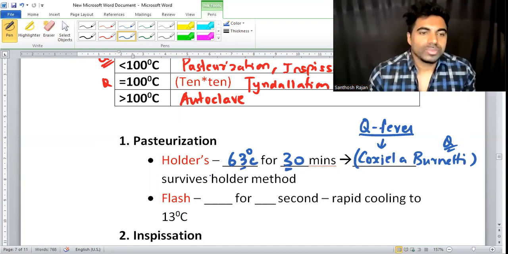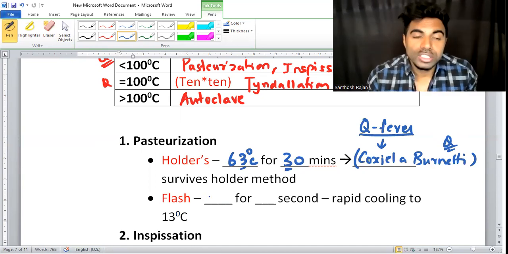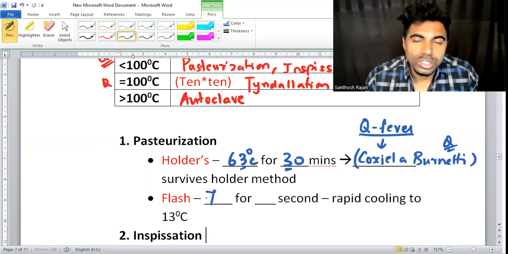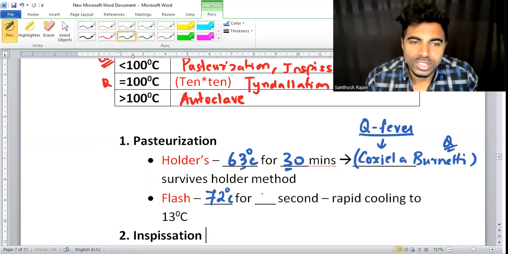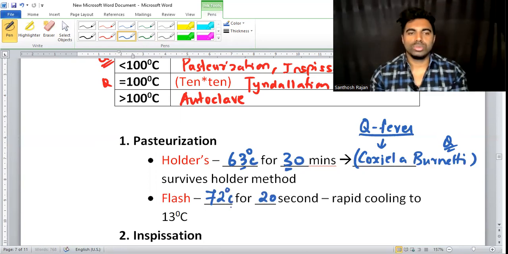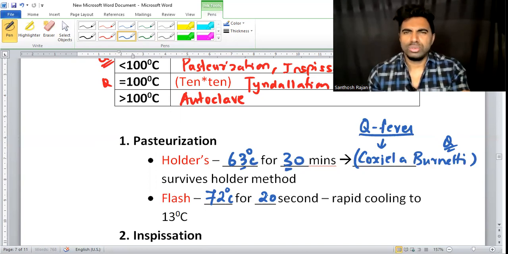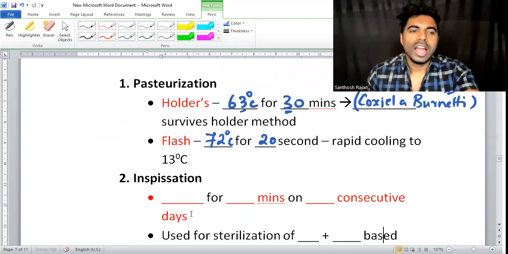Survivors of the holder method. Now the flash method. When we talk about the flash method, it is usually 72 degrees Celsius for 20 seconds. Remember like that. It's easy. And rapid cooling to 13 degrees. That's for the flash method. Okay, important. You have to know.